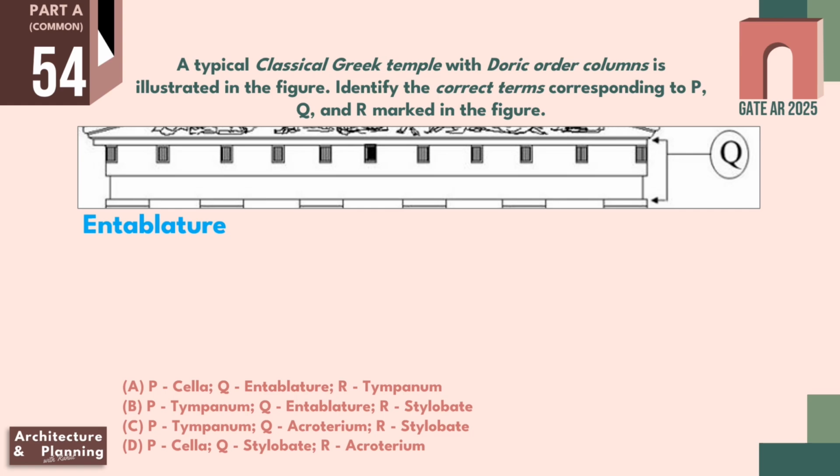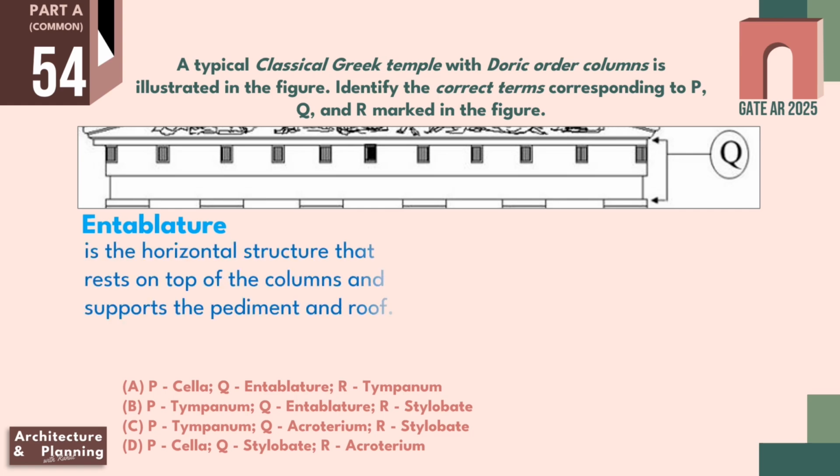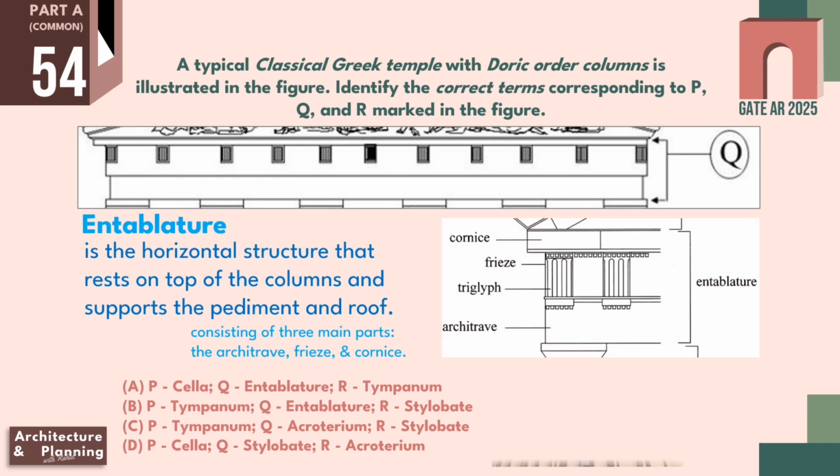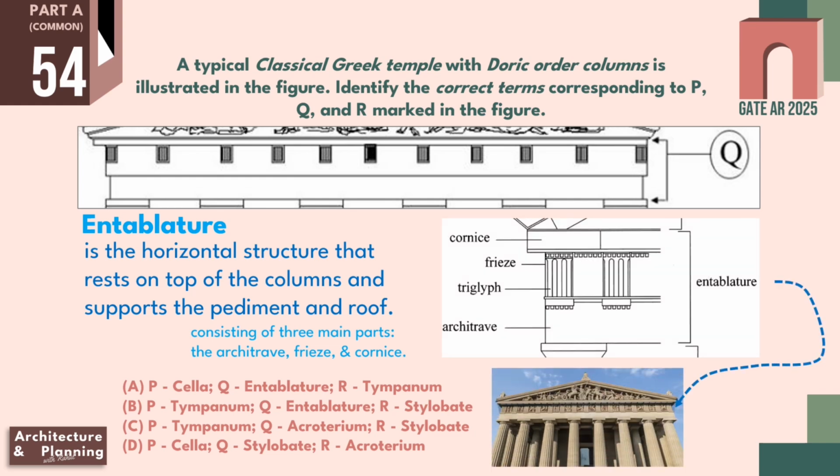It is a horizontal structure that sits on the top of the column and supports the pediment and roof. Entablature consists of three main parts. Lower part is architrave, middle part is frieze, and the topmost part of entablature is cornice. And in a Greek temple, for example in Parthenon, it is located above the column. So Q is representing entablature.